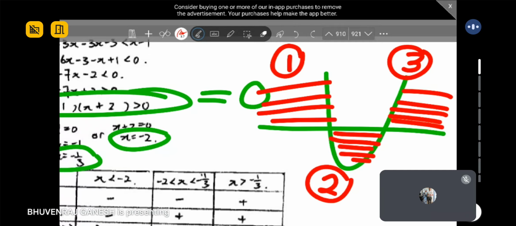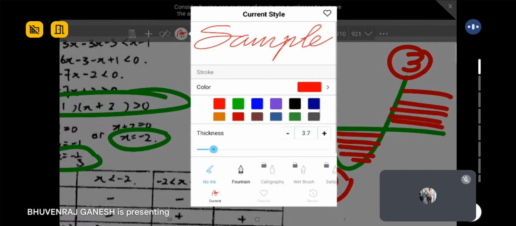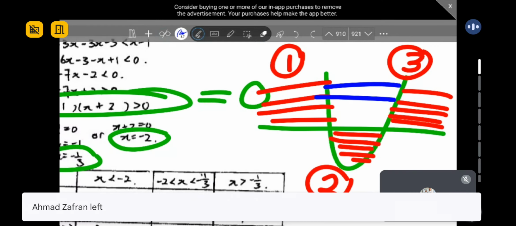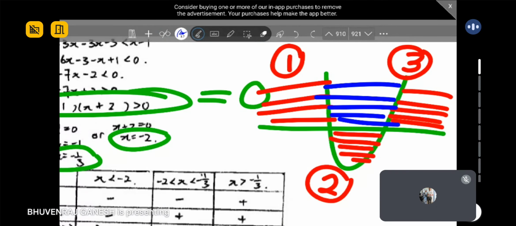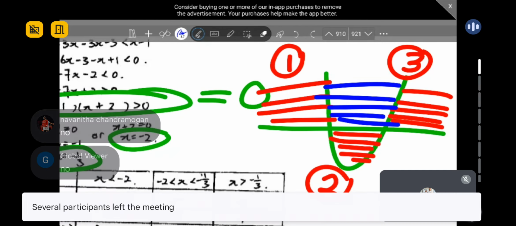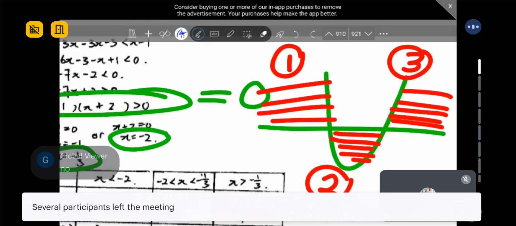Kamu ada 3 jawapan yang mungkin. Guys, may I know? Do I shade over here? Adakah saya akan lorek kat sini? Yes or no, guys? Okay, very good. Remember, tak boleh lorek kat situ. You cannot shade that. Wrong.